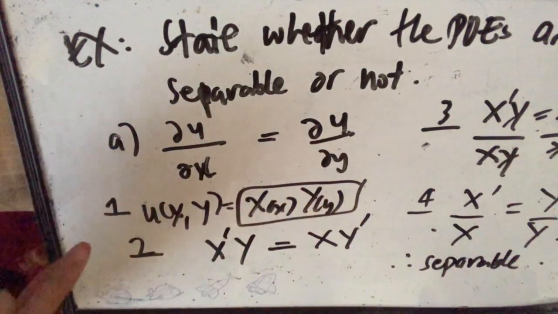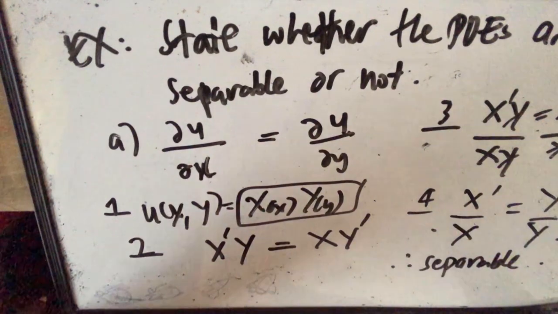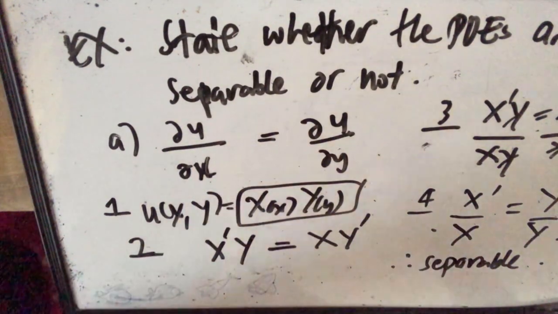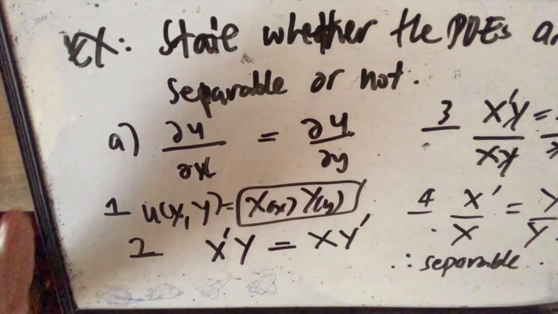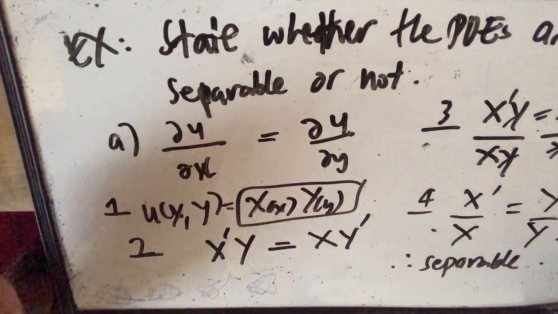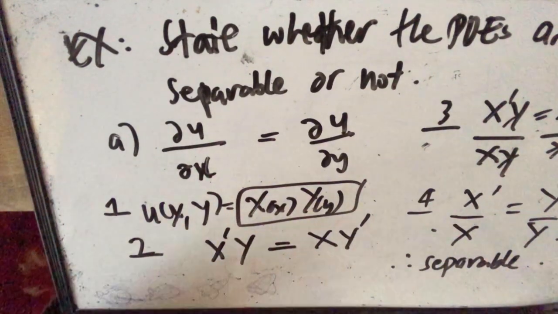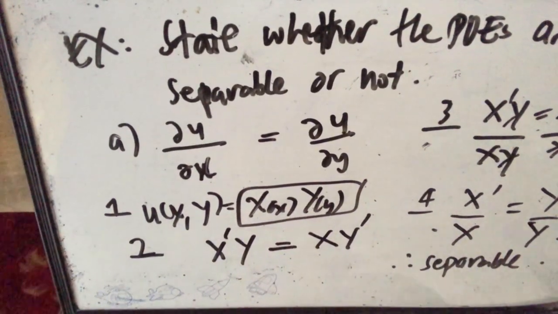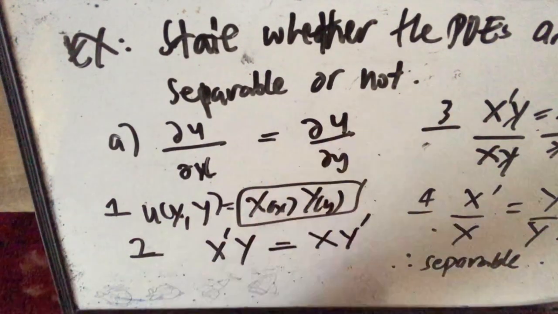So actually 1, 2, 3, 4 are the steps within step number 1. Clear or not? Just now I mentioned that there are 3 steps in the method of separation of variables, and now I highlight only step number 1, which has another 4 steps. You need to state whether the equation is separable or not, and this is how we show that. I will continue in the next video with more examples on separable or not.